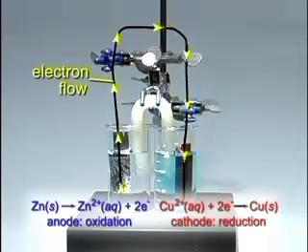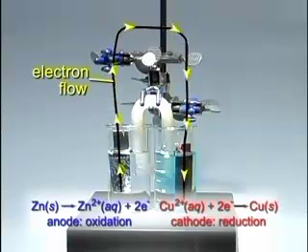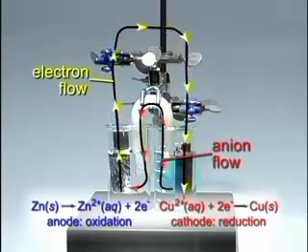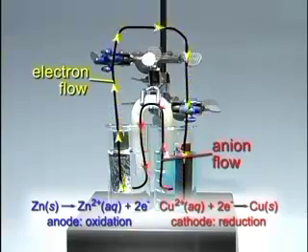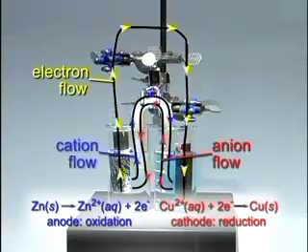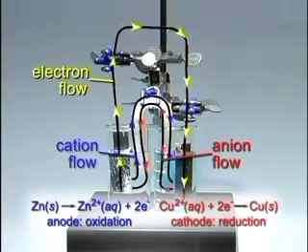Negative charge in the form of electrons flows from the anode through the external circuit to the cathode. As negative charge in the form of anions flows from the cathode compartment through the salt bridge to the anode compartment, positive charge in the form of cations flows in the opposite direction.